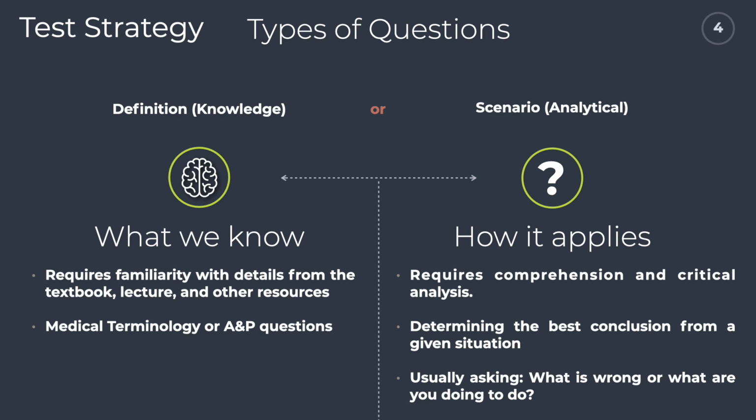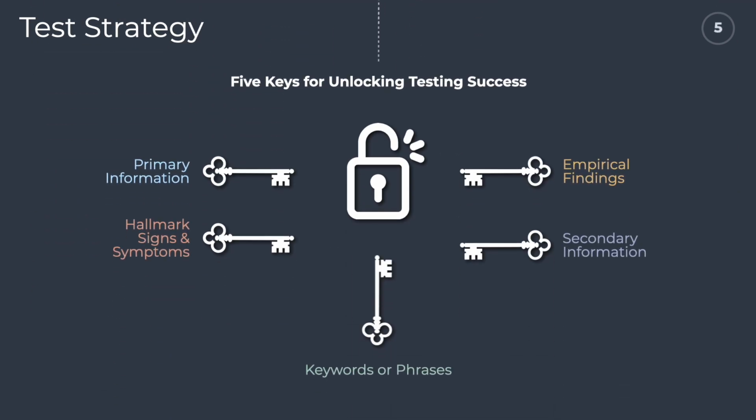For scenario questions, we will either ask you, based on the given facts, what is wrong with the patient, or what will you do for them? These are the most difficult questions because of the interwoven information and critical thinking that is required. That is why we want the keys for unlocking testing success. These 5 keys will help us come to the correct conclusion while also not second-guessing ourselves.